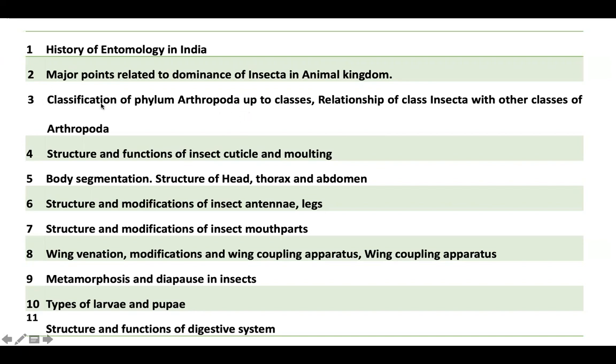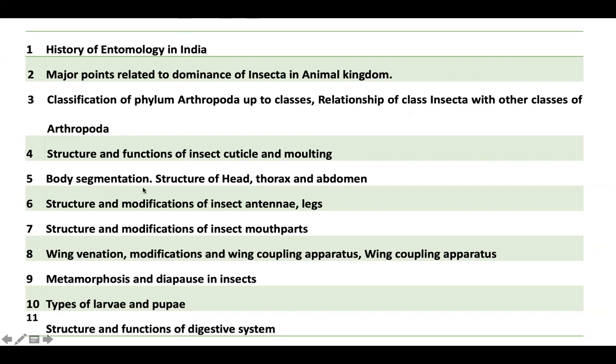Then we will study the classification of phylum Arthropoda. The insect belongs to phylum Arthropoda. So we will be studying up to the class level, the different classes. Arthropoda has different classes, like Onychophora, Arachnida, Chelicerata, Diplopoda. These are different classes, so all will be studied in detail. And then the relationship of class Insecta with other classes, like how they are related, correlated with the other classes of arthropods. Then the structure and function of insect cuticle and molting you are going to study.